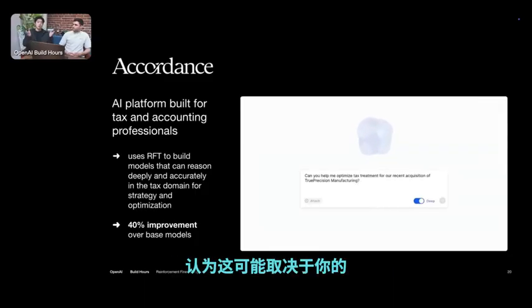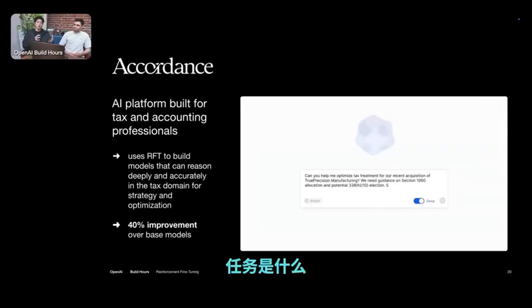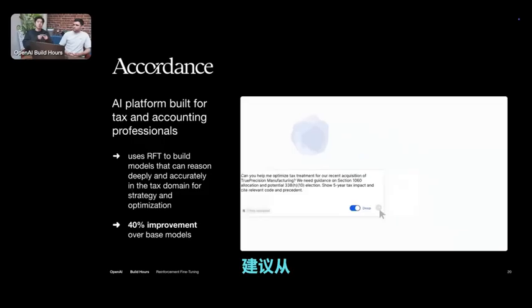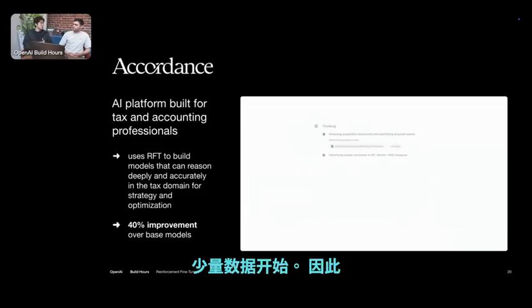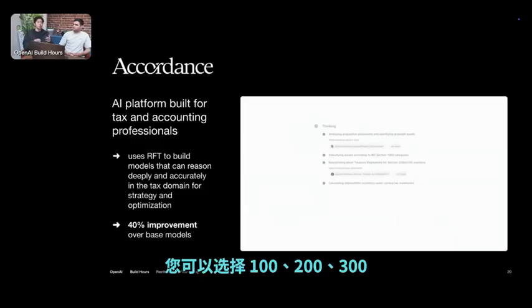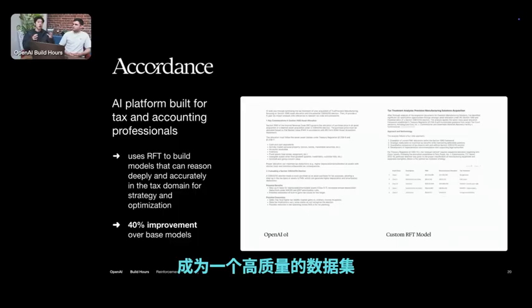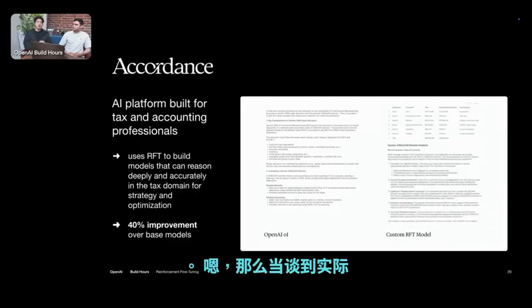And so I think it might depend on whatever your task is. You might have a very different selection of your data, but I would suggest starting with a small amount of data to begin with. So you could choose maybe 100, 200, 300 rows of data, and just let that be a high quality data set to begin with.